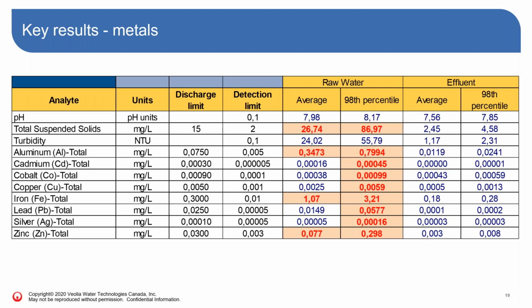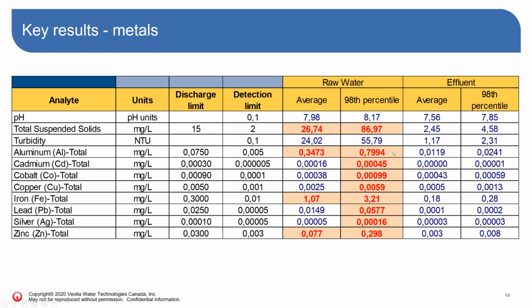We have thousands of data on that specific site. So in order to better show, I'm showing you the average and the 98th percentile. You see the discharge limit in the third column. What is in an orange background and bold red exceeds the discharge limit. So we can see that the raw water was fairly contaminated. On average, we had too much aluminum, too much iron, too much zinc, and at the 98th percentile, we're out of compliance for everything.